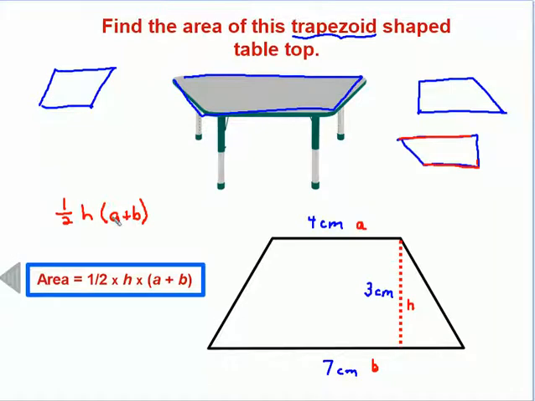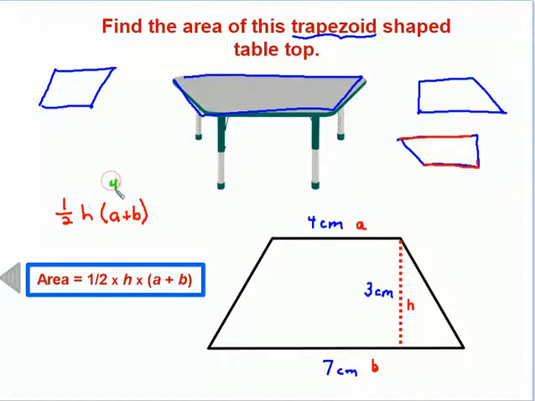So let's look at our picture over here. What is a and b? Well, a and b are these two parallel lines. We've got one line there and one line there. A is usually thought of as the shorter one and b is the longer one. So what we have to do then, we're going to plug those into our formula, is we'll take a and b and we're going to add them together.